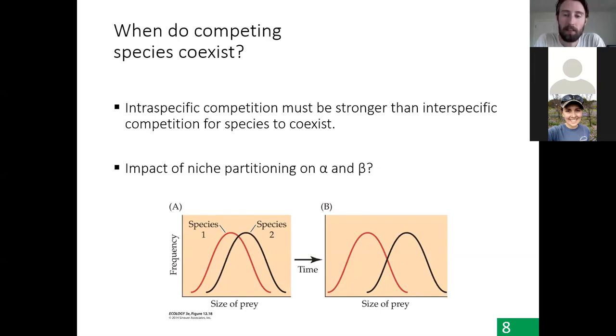And so this niche partitioning is something that really allows competitors to coexist in a lot of cases, because it contributes to less resource overlap among the two species, and therefore greater chances that intraspecific competition is stronger than interspecific competition. So we've got weaker interspecific competition as a result of niche partitioning, and that's expected to increase the chances that competitors can coexist with each other.